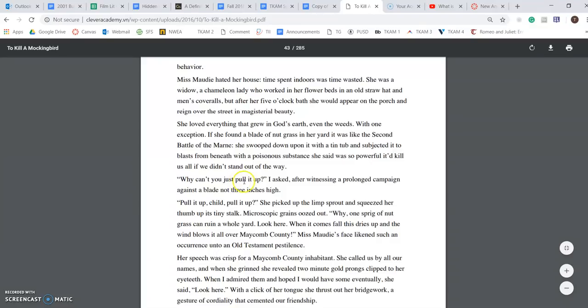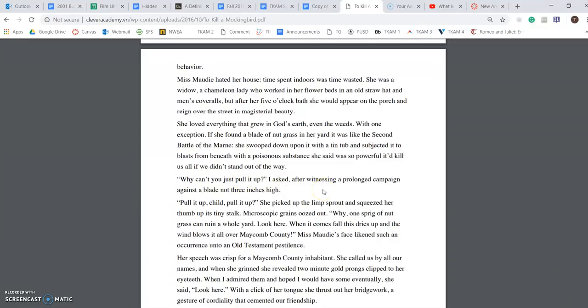Why can't you just pull it up? I asked, after witnessing a prolonged campaign against a blade not 3 inches high. Pull it up, child, pull it up. She picked up the limp sprout and squeezed her thumb up its tiny stalk. Microscopic grains oozed out. Why, one sprig of nutgrass can ruin a whole yard. Look here. When it comes fall, this dries up and the wind blows it all over Macomb County.